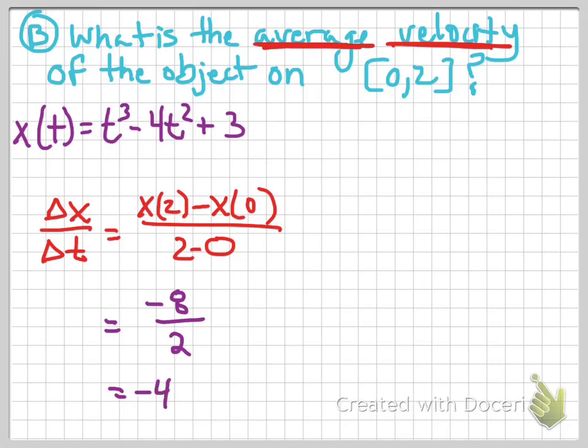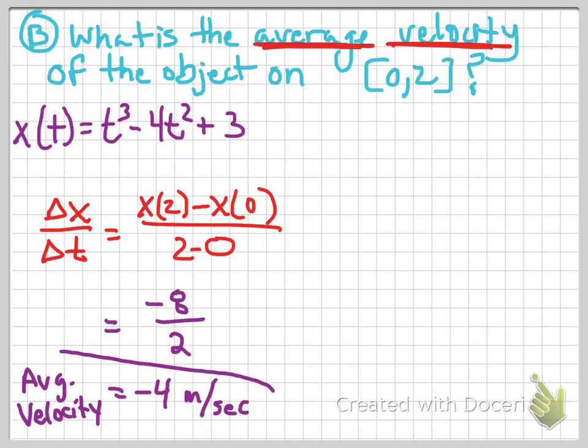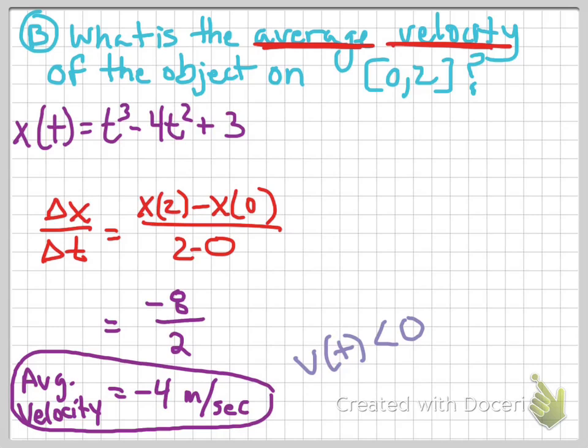Which means my average velocity is going to equal negative 4. Since it's a velocity, it's going to be meters per second. That's how fast, on average, this object was moving. Negative 4 makes a lot of sense to me, because that means the velocity equation is negative, therefore v of t is less than 0. So my object must be moving backwards, back to the left or down. So it's a left-moving object at a rate of negative 4 meters per second.